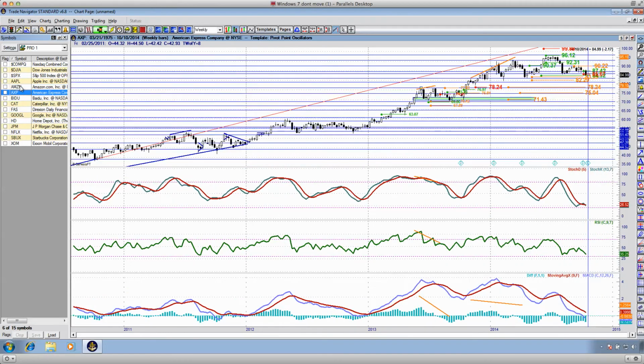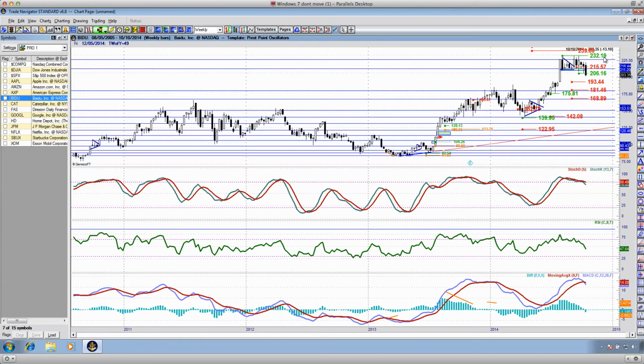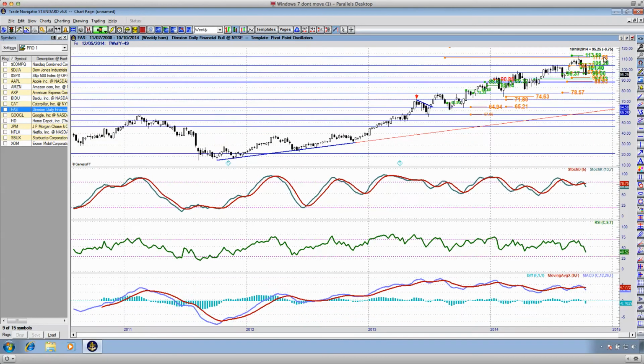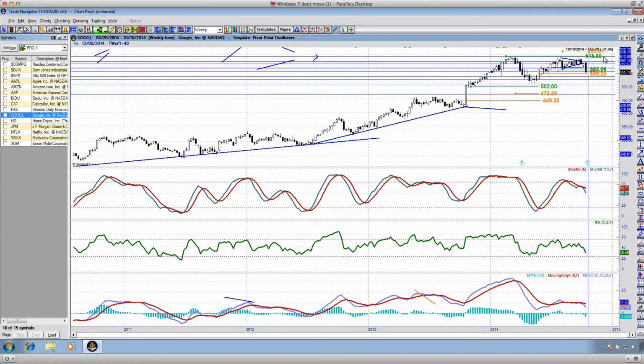There's no divergence on Amazon. Let me have a look at AXP. AXP looks as if it's starting to top. It's not only topping, but on a weekly it's making a head and shoulders chart topping pattern. Have a look at Baidu. Baidu doesn't give us divergent signals, but you can see the sell signals being generated. Have a look at Caterpillar. Caterpillar looks as if it's terminally reversing as well. FAS, not so much, because it's only an ETF.